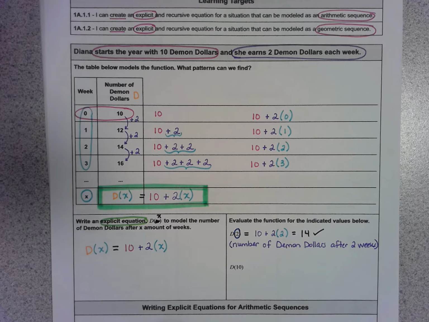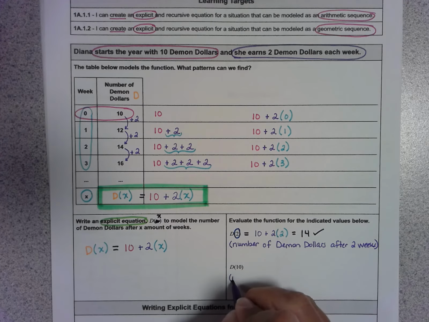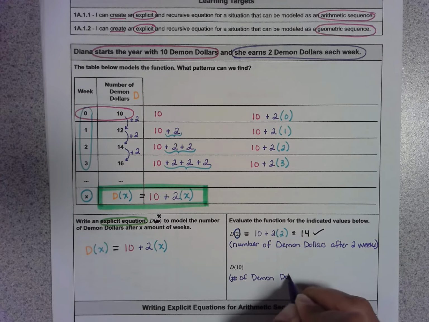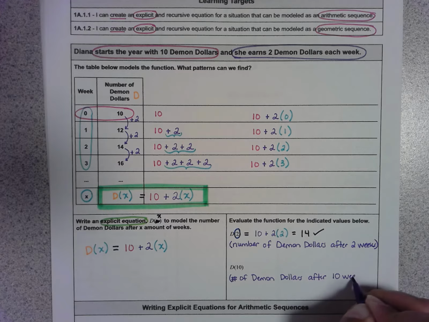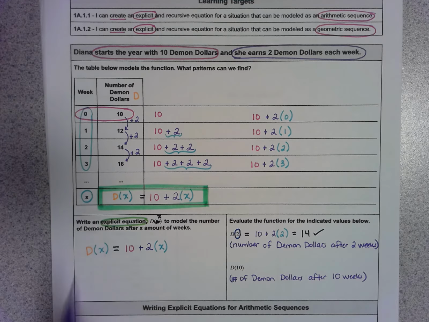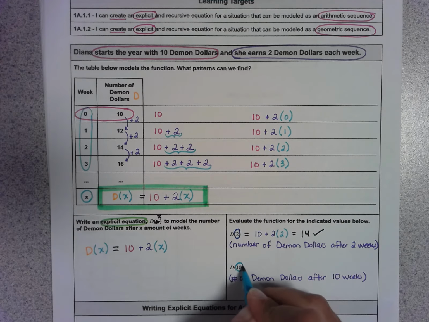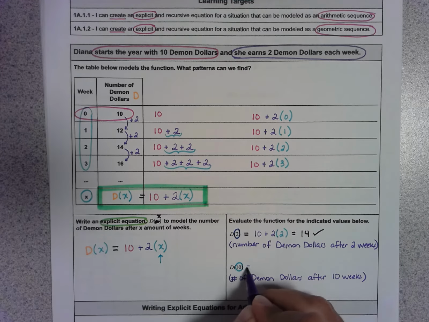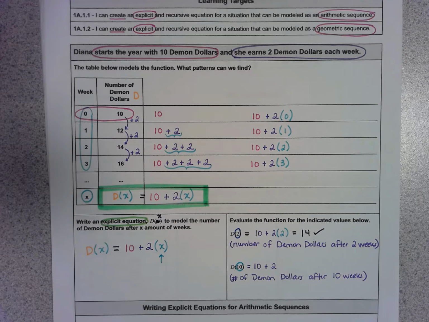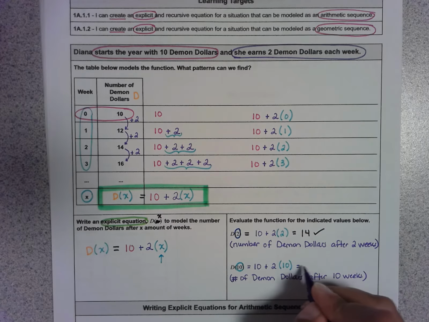For example, if I said find D of 10, this would mean find the number of demon dollars after 10 weeks. Now, our table doesn't go up to 10, so it's a good thing we have this equation, because what we can do now is take the number 10 and plug it into the equation instead of x. So we're going to have 10 plus 2 times 10. I'm just replacing the x with a 10. When I do that, I get 10 plus 20, which is 30.